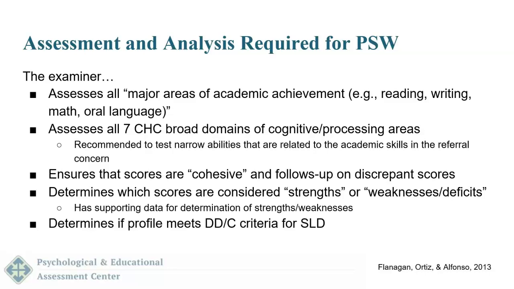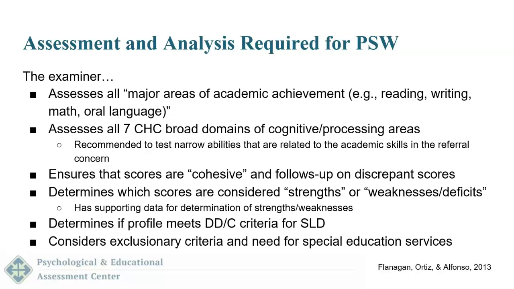It's important to note that the authors of the DDC model emphasize the importance of using multiple sources of data, such as curriculum-based measurements, teacher input, parent input, observations, and work samples, for example, and not just standardized tests. Furthermore, the authors state that when examiners are analyzing their data, they should not rely on hard and fast cutoffs or use a one-size-fits-all approach when determining strengths or weaknesses or eligibility recommendations. As with all methods of identifying a specific learning disability, the examiner must consider exclusionary criteria and the need for special education services.